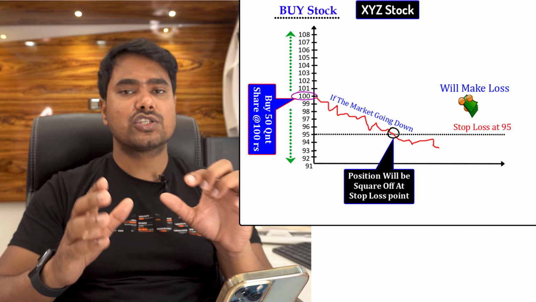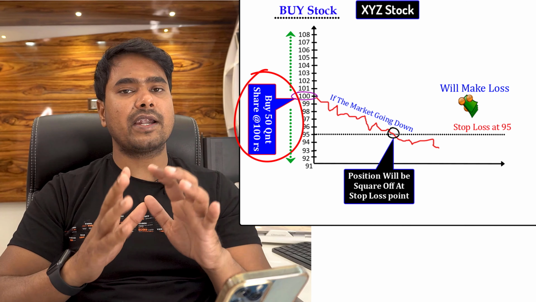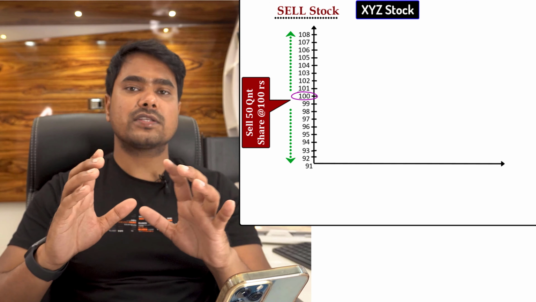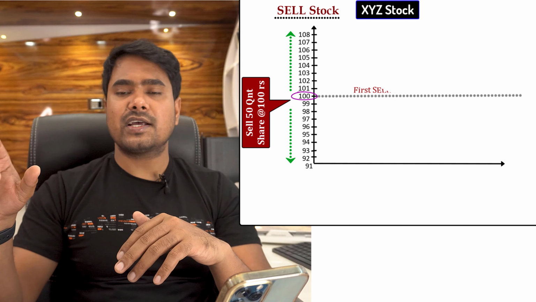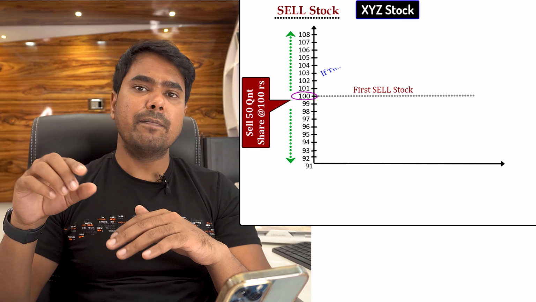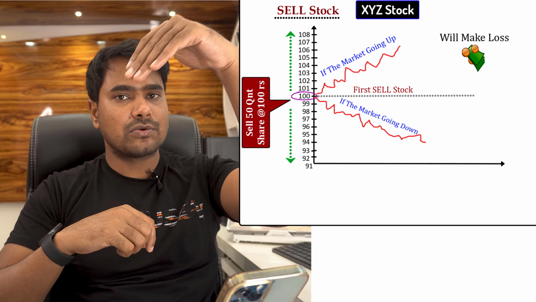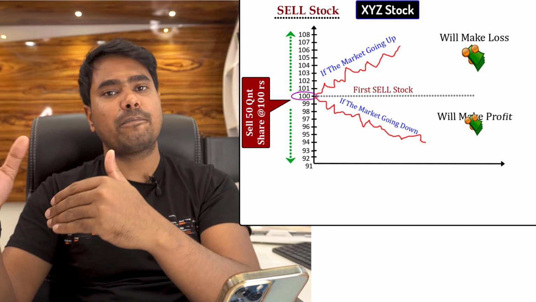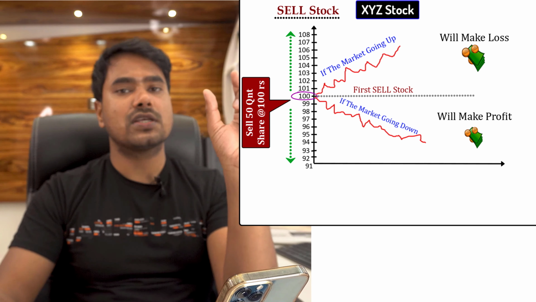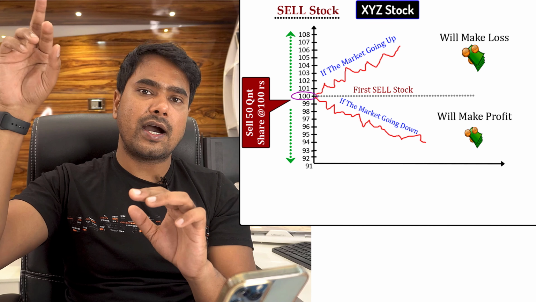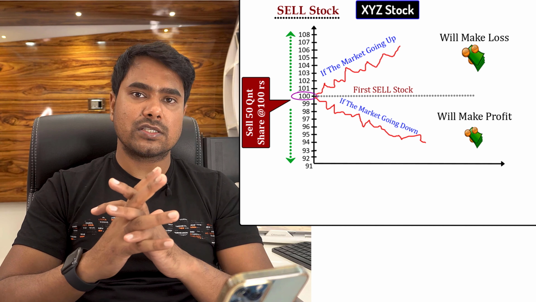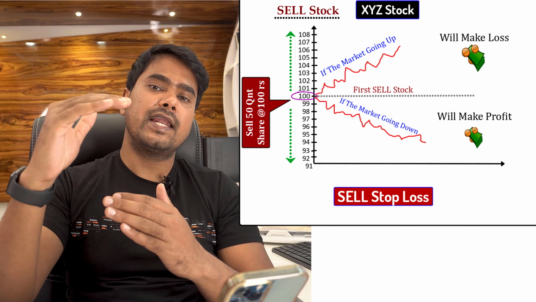Here we just saw a stop loss for bought stocks, but you can also place a stop loss order for selling the stock. Like you can first sell the stock at 100 rupees. If the market goes up, then you will be making losses, and if the market is going down, then you will be making profit. Is it clear? Because you sell the stock first, if the price is going high, then you will be making losses. So that's why you have to place a sell stop loss order.